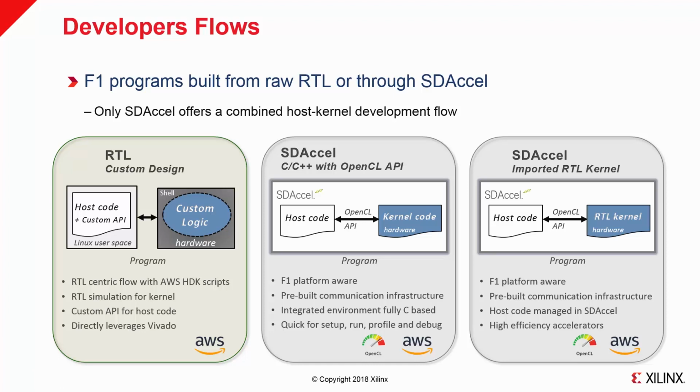The last flow is the SDAccel flow with an imported RTL kernel. This flow is F1 platform aware and uses pre-built communication infrastructure. The host code is managed in SDAccel, and it also allows for reuse of high-efficiency RTL accelerators.